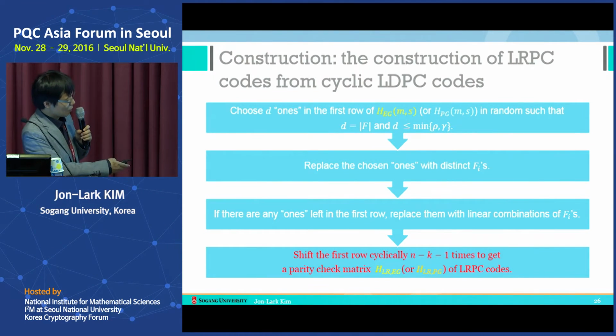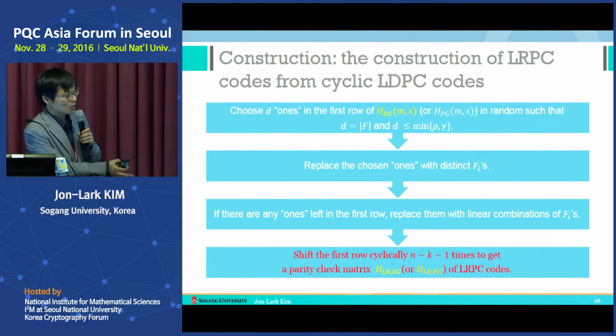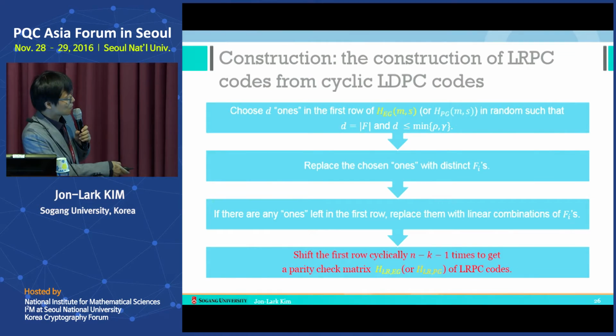And then we modify it a little bit. For those non-zero ones, you replace them with large finite field elements, carefully chosen. And then just shift the first row n minus k minus 1 times. Then we get a cyclic LRPC code as well. So you combine these two things. Concatenate these two matrices, then it will be really double circulant LRPC codes, which were used in the Gabidulin crypto system. They didn't actually give us a family of DC LRPC codes. So we explicitly give them such codes.